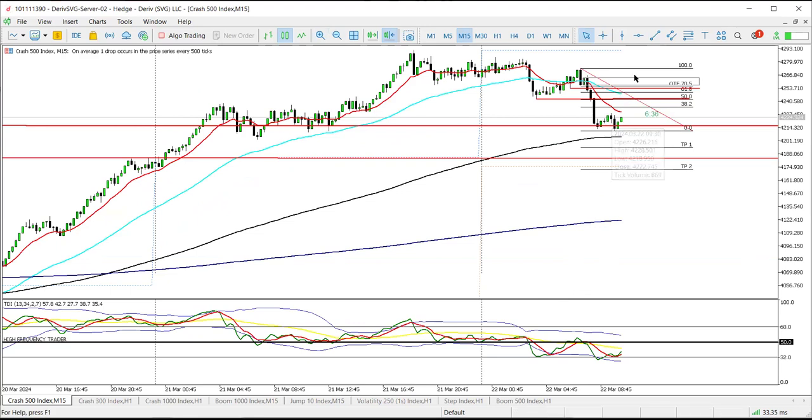We can potentially get a setup like this, but I'm still open to price actually coming to take out this high and potentially even to this high before they even continue selling. That's also possible. So just be open to price doing anything and be ready to trade whenever a familiar pattern shows.